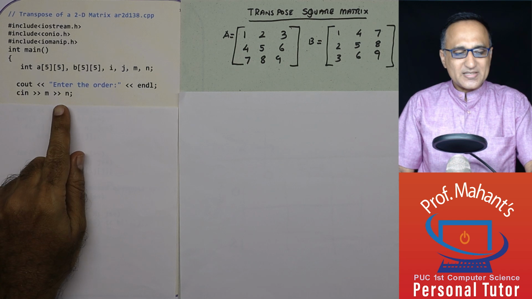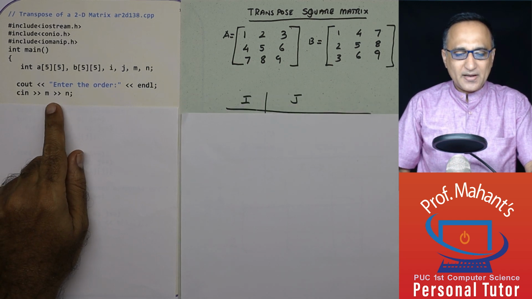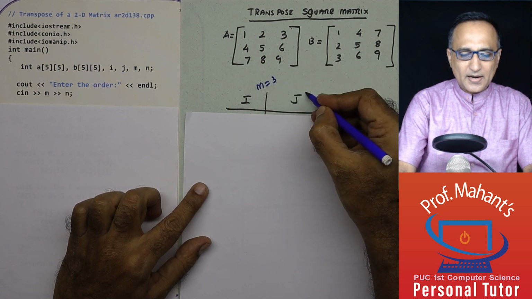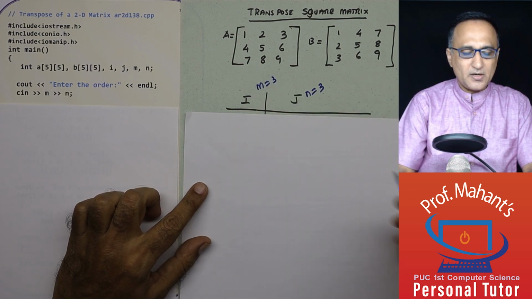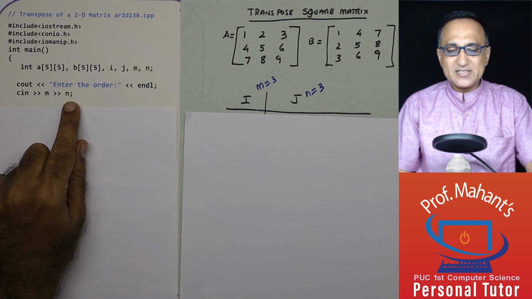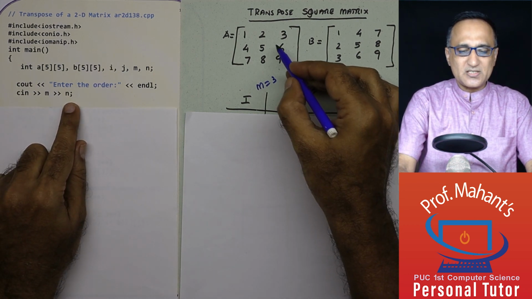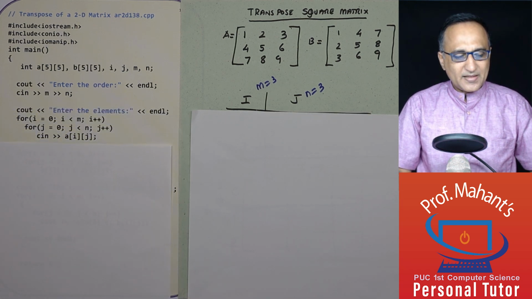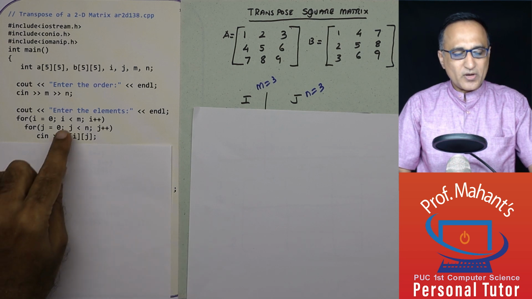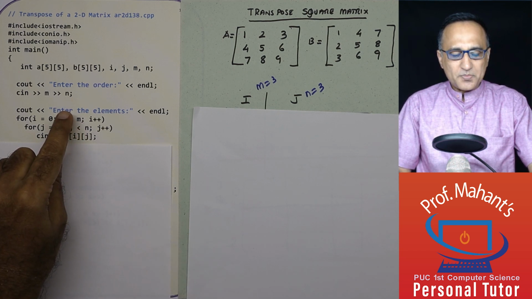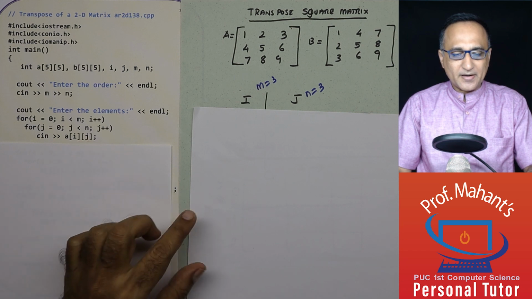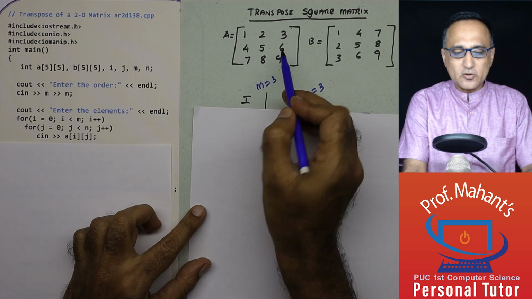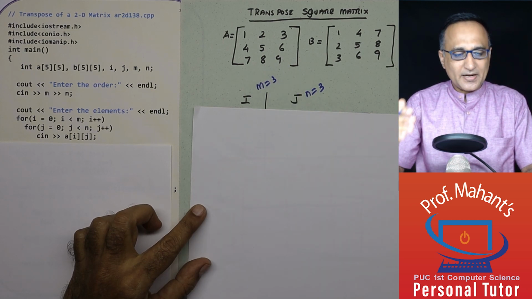First, let us say I enter the values of m and n. So m is 3 and n is 3. m is the number of rows, n is the number of columns. So this is a 3 into 3 matrix. Then I'm reading in the elements of the matrix. We have already discussed how we read elements into a matrix. So I am reading 1, 2, 3 in the 0th row, 4, 5, 6 in the first row, 7, 8, 9 in the second row.